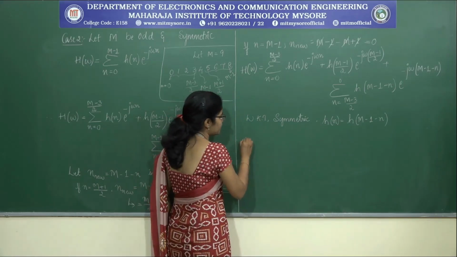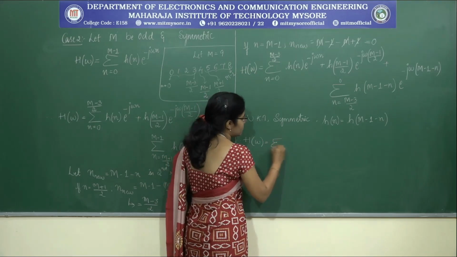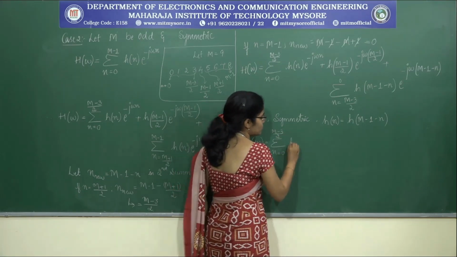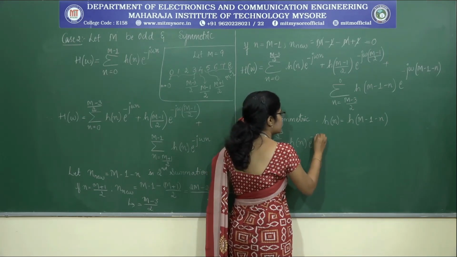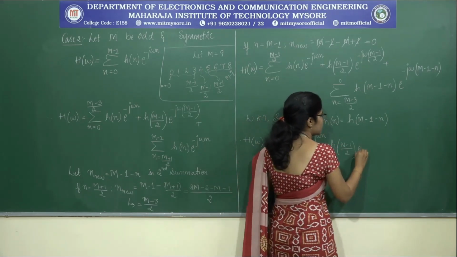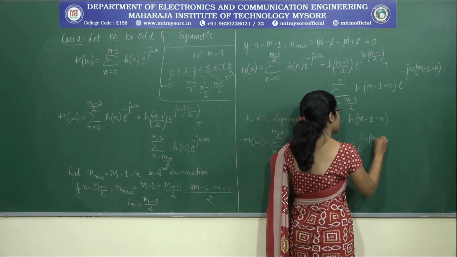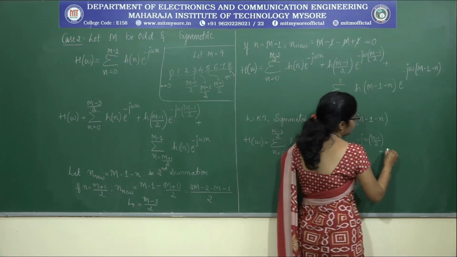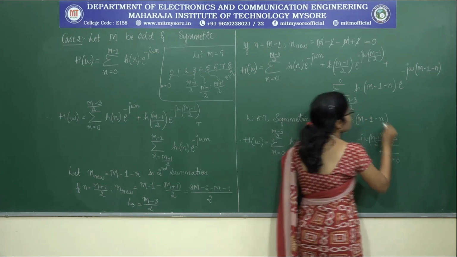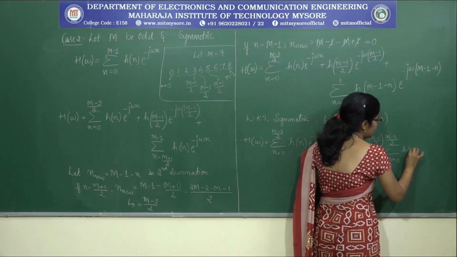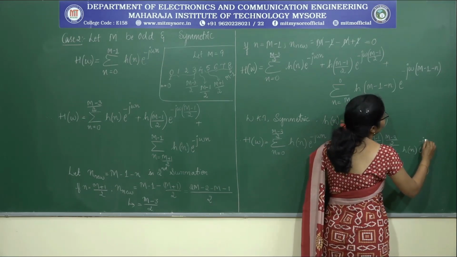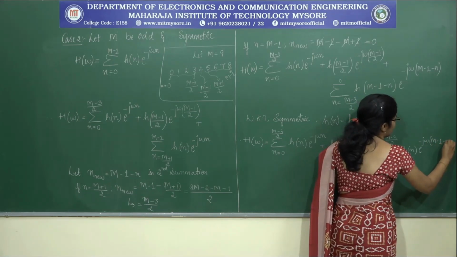If I rewrite the equation, h of omega will be equal to summation n ranges from 0 to m minus 3 by 2, h of n into e power minus j omega n, plus h of m minus 1 by 2 into e power minus j omega into m minus 1 by 2, plus summation n ranges from 0 to m minus 3 by 2. Instead of this, I will replace it with h of n from the symmetric condition, into e power minus j omega m minus 1 minus n.